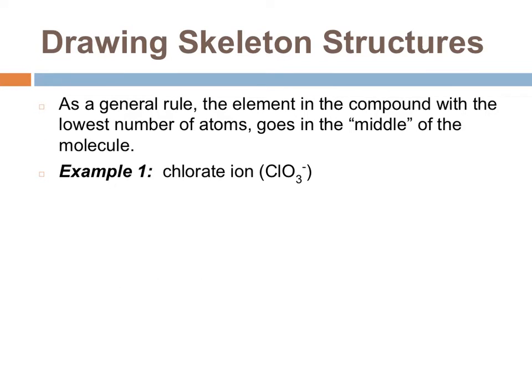So let's take a look at some examples. In the first one, we want to draw the chlorate ion. As a general rule, the element in the compound with the lowest number of atoms goes in the middle of the molecule. So for this one, there's 1 chlorine, 3 oxygen, so the chlorine is going to go in the middle. And we're going to draw the 3 oxygens around it.